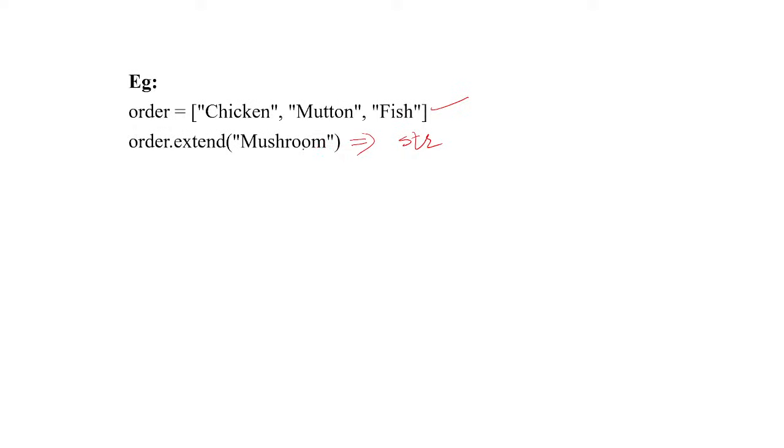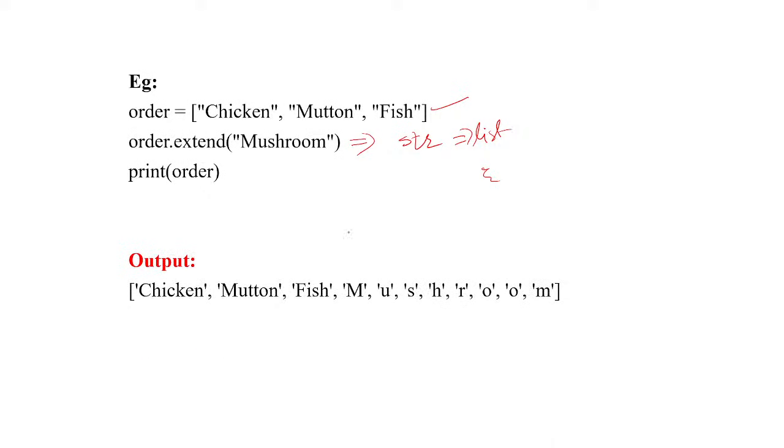So when you ask to extend the list by using a string, each character becomes an element here. It first converts the string into a list, and then it extends. So it looks like this. If you print the order, your order contains each character as an element now. Like this, it will be added.